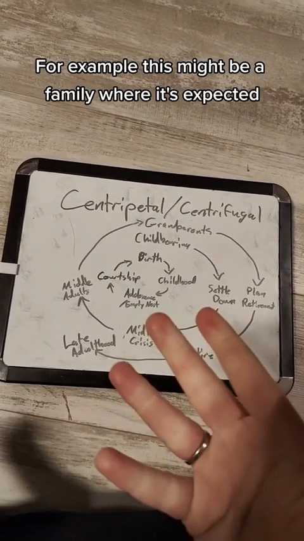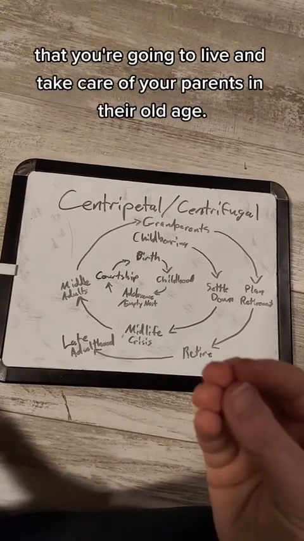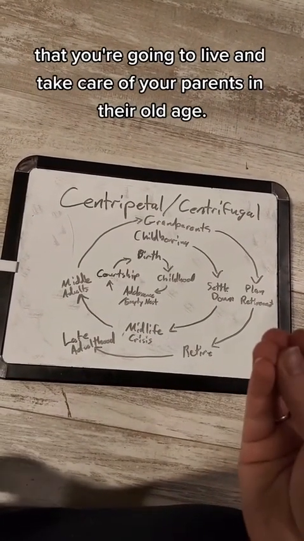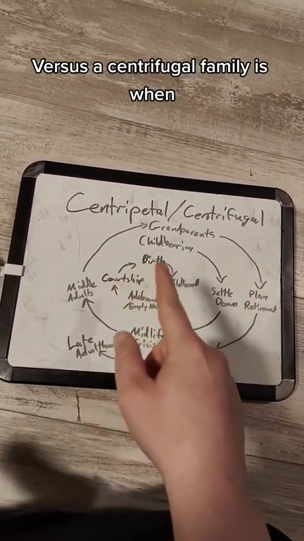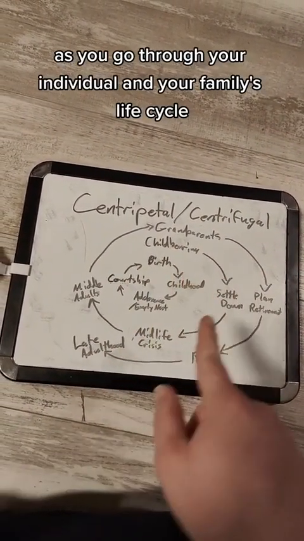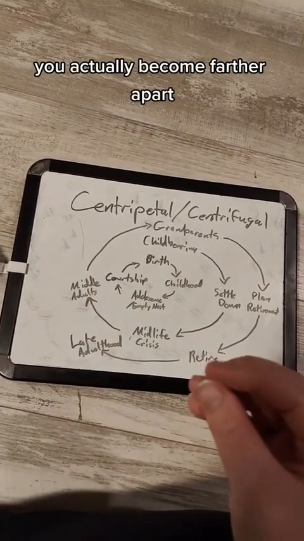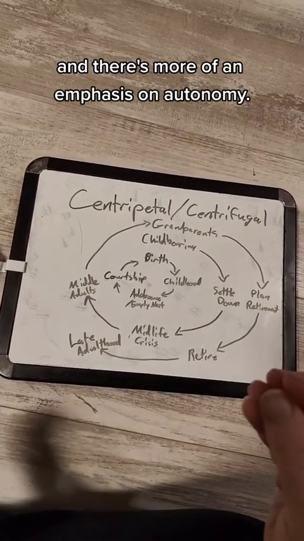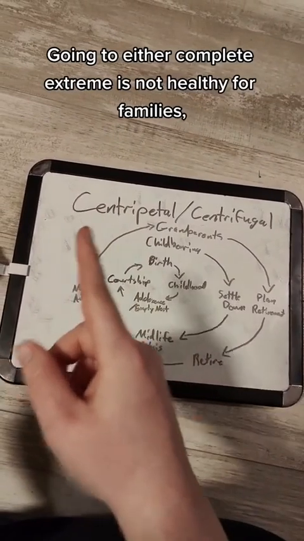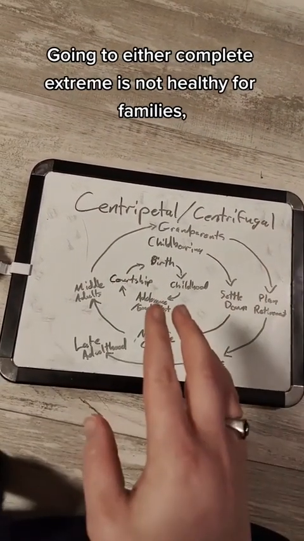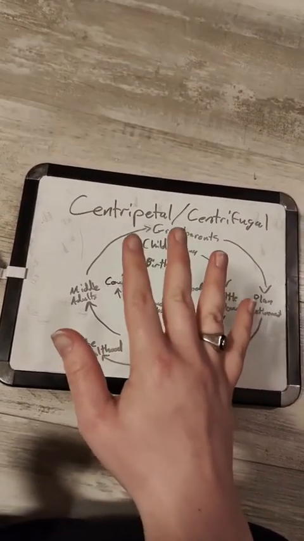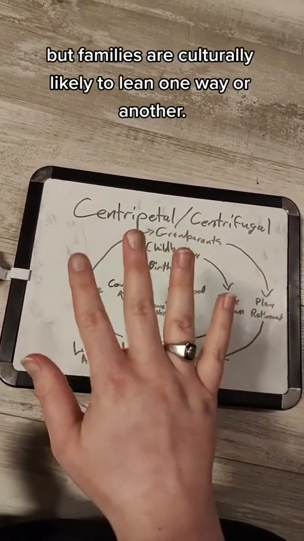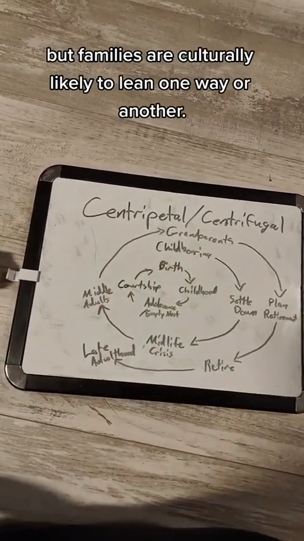For example, this might be a family where it's expected that you're going to live and take care of your parents in their old age. Versus a centrifugal family is when, as you go through your individual and your family's life cycle, you actually become farther apart and there's more of an emphasis on autonomy. Going to either complete extreme is not healthy for families. You want to have a balance, but families are culturally likely to lean one way or another.